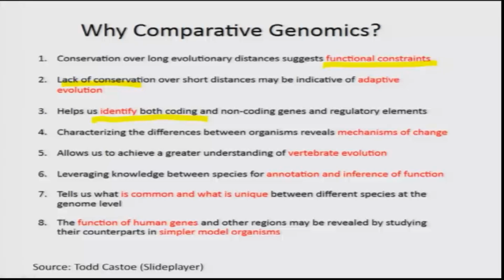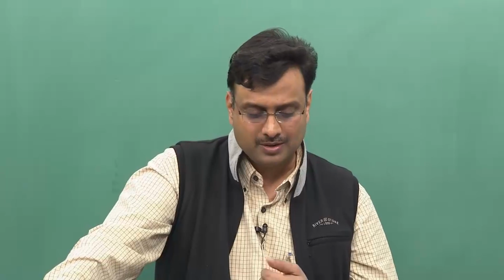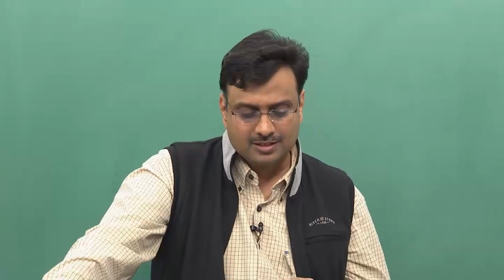Knowledge between species is used for annotation and inference of function. Like we told you, gene ontology is another example, where we are studying yeast, understanding the function of a gene. That gene we also have. So, that information helps us to understand what the function of that gene is in the human, and tells us what is common and what is unique between different species at the genome level.